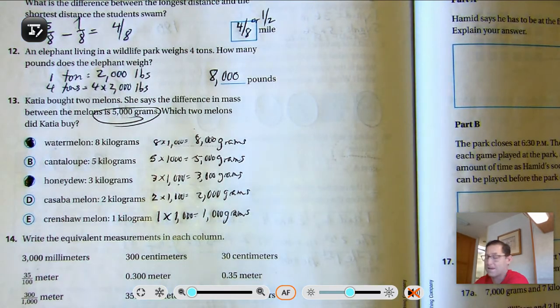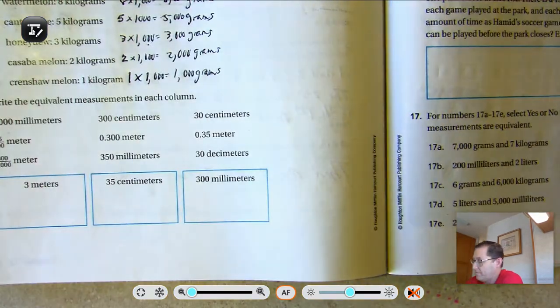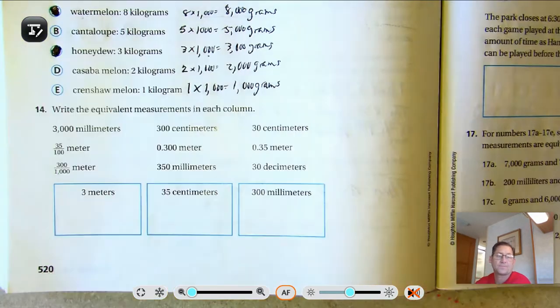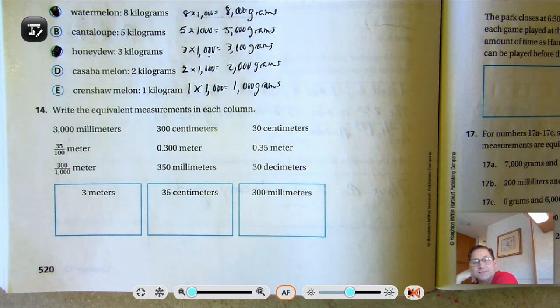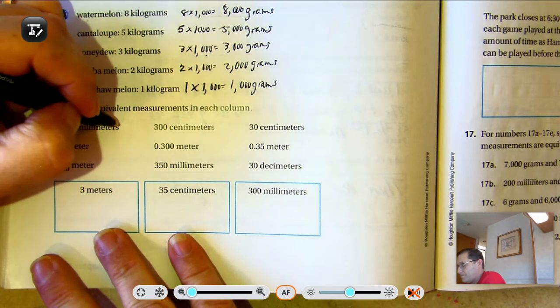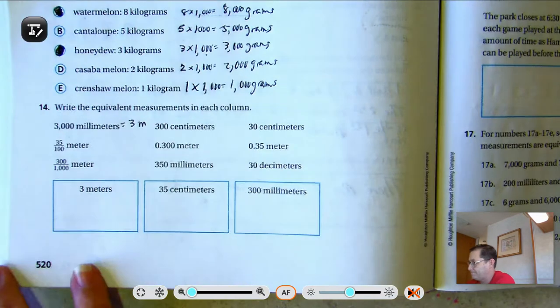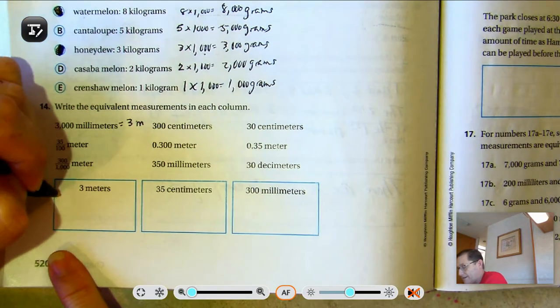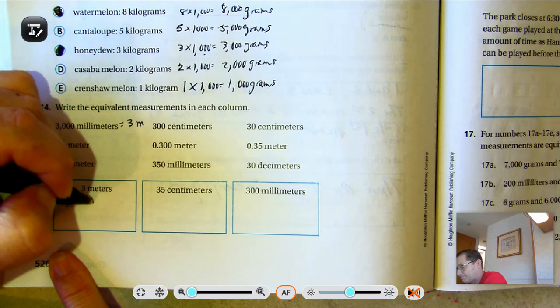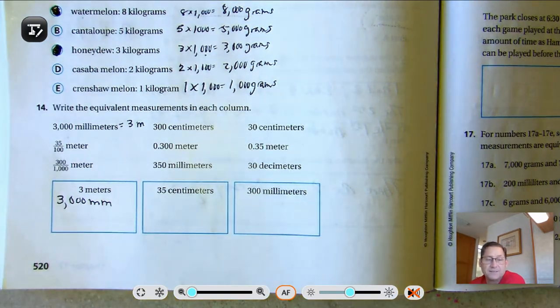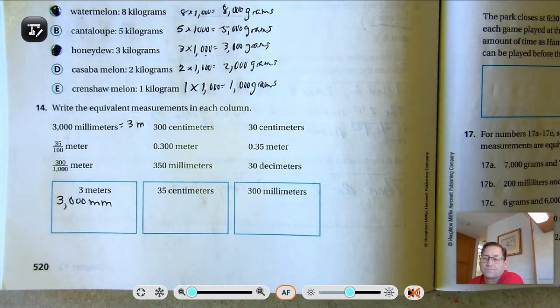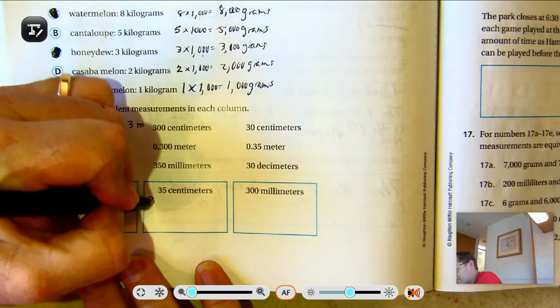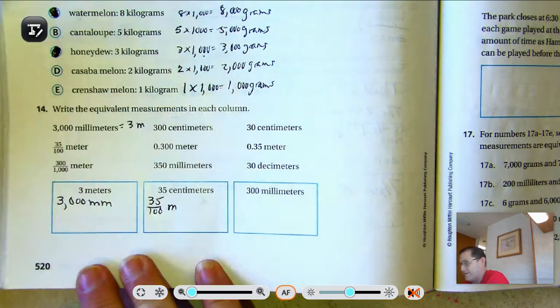Okay. 14. Write the equivalent measurements in each column. All right, 3,000 millimeters is also equal to 3 meters. So I can put that right here. The abbreviation for millimeters is mm. 35 hundredths of a meter. And what unit takes 100 to equal a meter? That's a centimeter. So 35 hundredths of a meter.